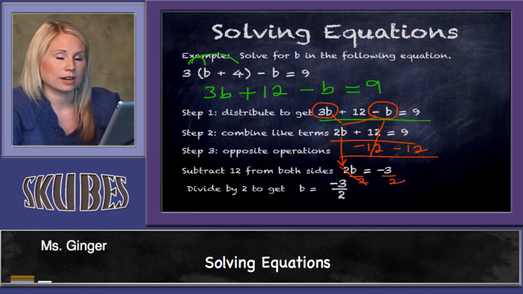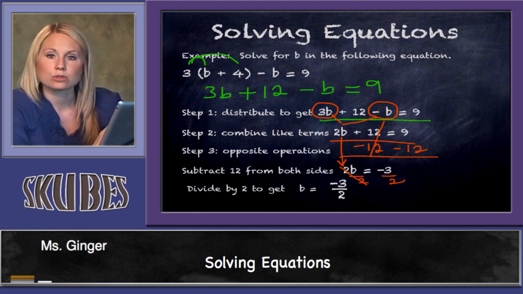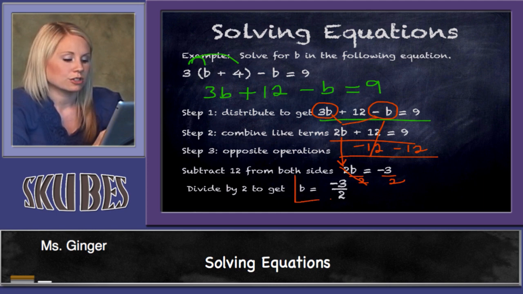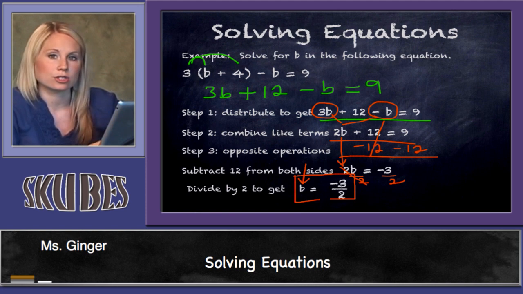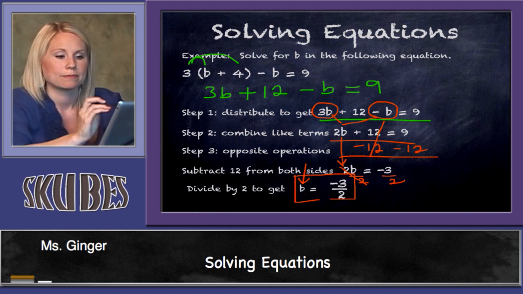And yes, we are going to have a fraction final answer, and that is okay. We just need to make sure that it doesn't need to be simplified. There's nothing I can do to reduce negative 3 over 2, so I'm going to leave it like that. Remember, as long as your variable is by itself, you are finished. It doesn't matter what is on the other side of the equal sign, whether it's a whole number, a fraction, or a whole expression. As long as you've got that variable by itself, you're okay.